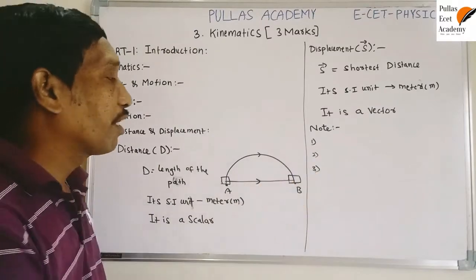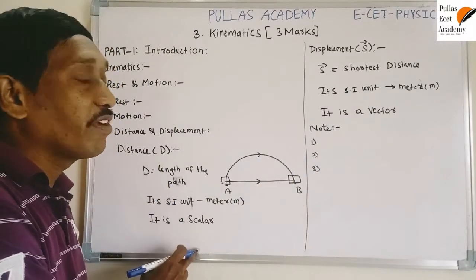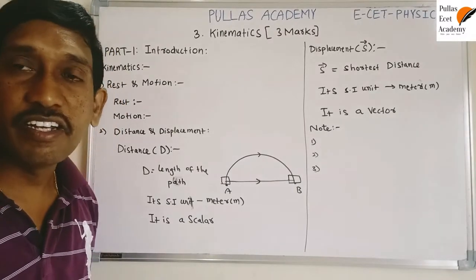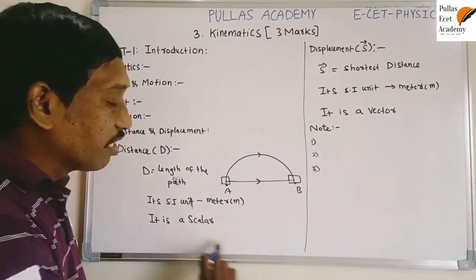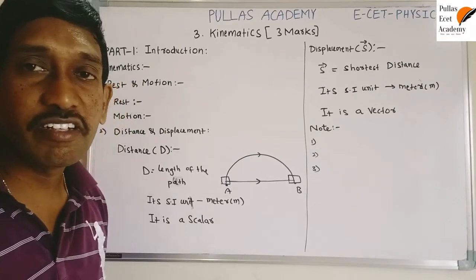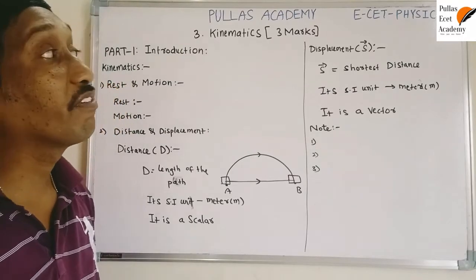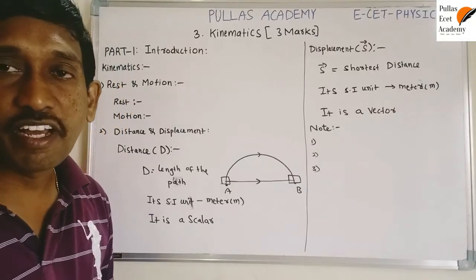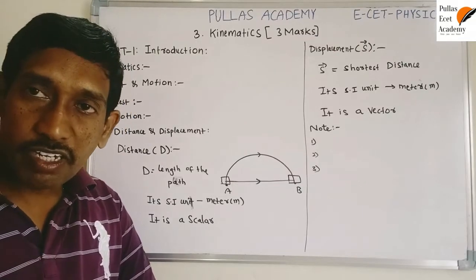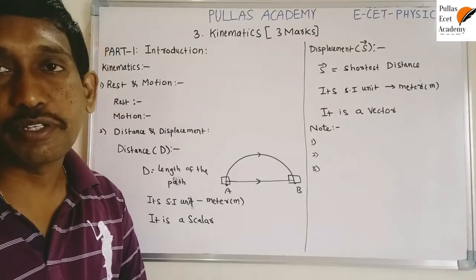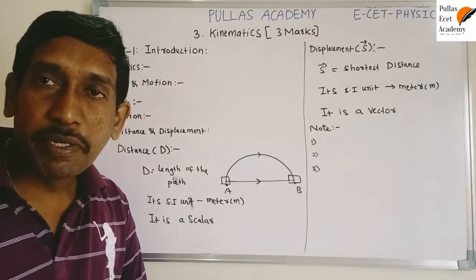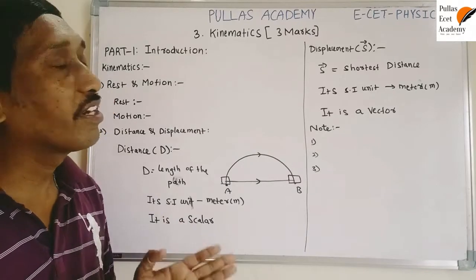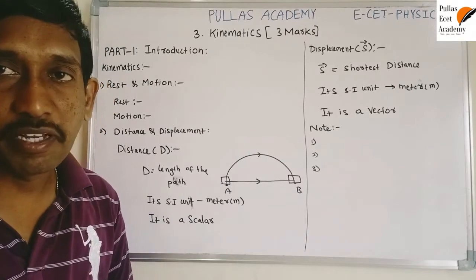And one more important point, distance always measures positively because it is a scalar. There is no direction, no specified direction. That's why it always measures positively. But displacement is a vector, it has a fixed direction. That's why displacement may be positive, may be negative, may be zero. So that's the difference between distance and displacement.